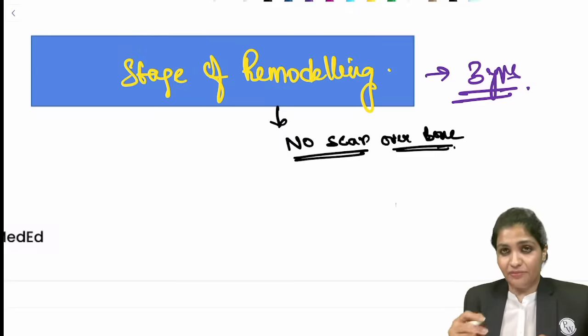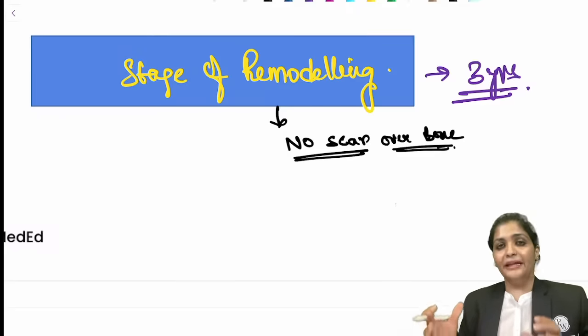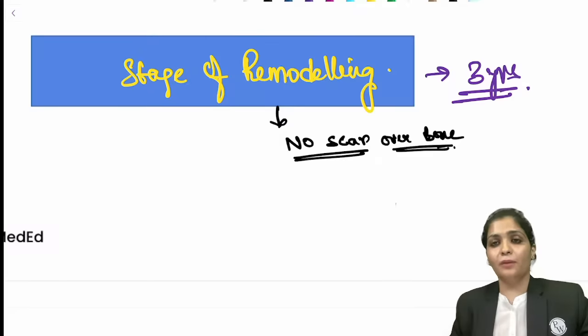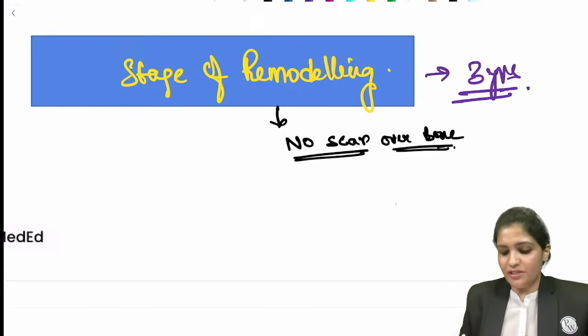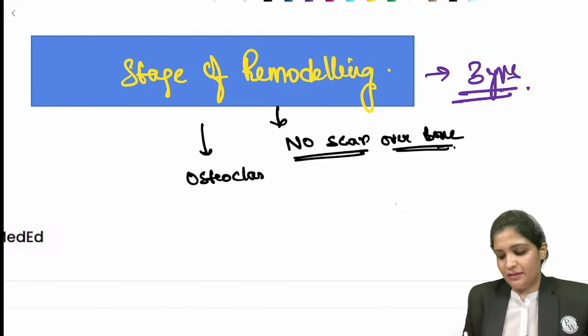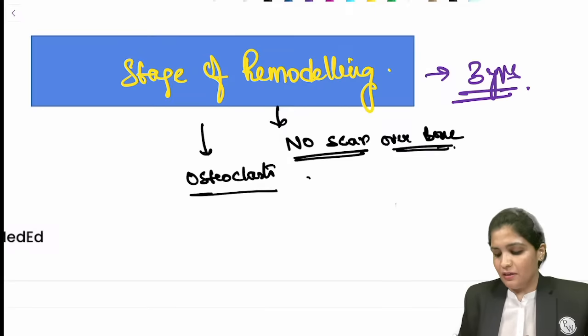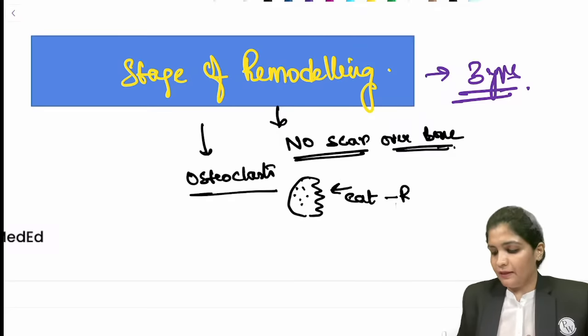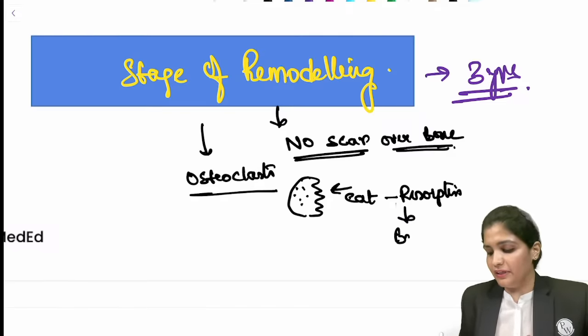And whatever the fracture that has happened, it will be completely healed and the bone will look normal as it was before after 3 years. So that is called remodeling. So how is this process of remodeling done? It is done by your osteoclast, right? This osteoclast, if you see, these are the cells filled with the ruffled borders, right? And this will eat away the bone. It will cause bone resorption. And then over it, the new bone is formed based upon the forces applied on that particular part.